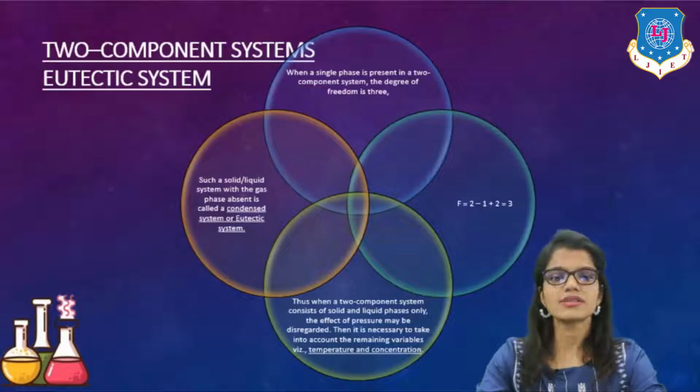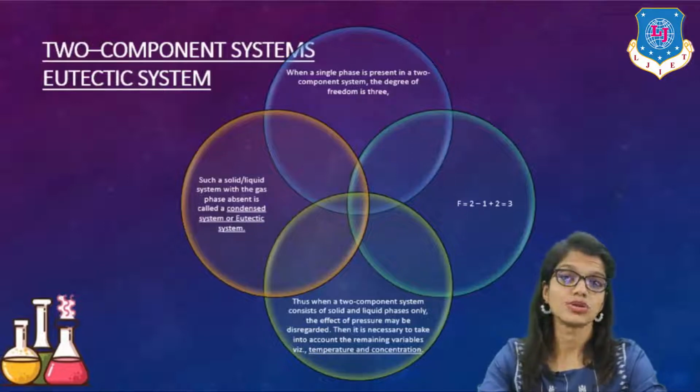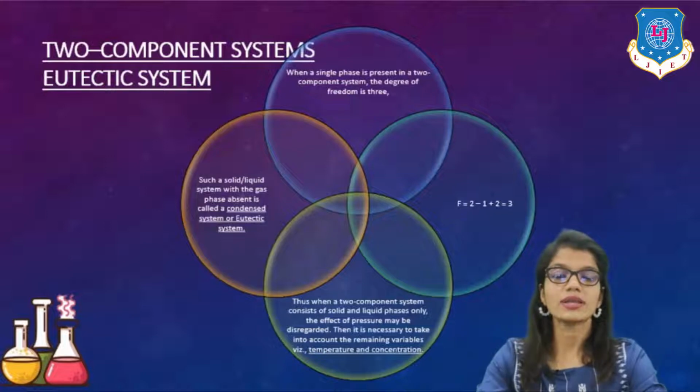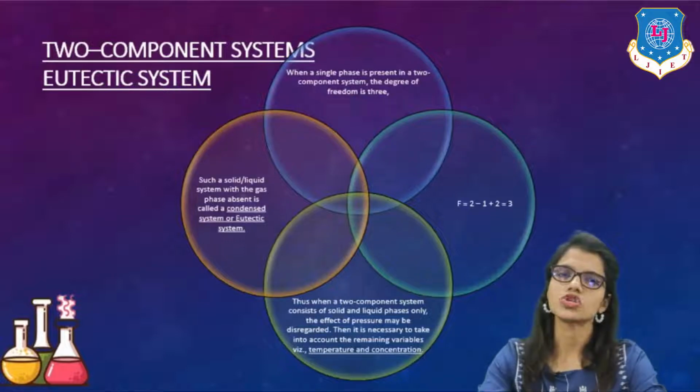Here, when a single phase is present in a two-component system, the degrees of freedom is 3. So we can write capital F is equal to 2 minus 1 plus 2, which is equal to 3. Right? Thus, when a two-component system consists of solid and liquid phases only, and the effect of pressure may be disregarded, then it is necessary to take the remaining variables, like temperature and concentration, into account.